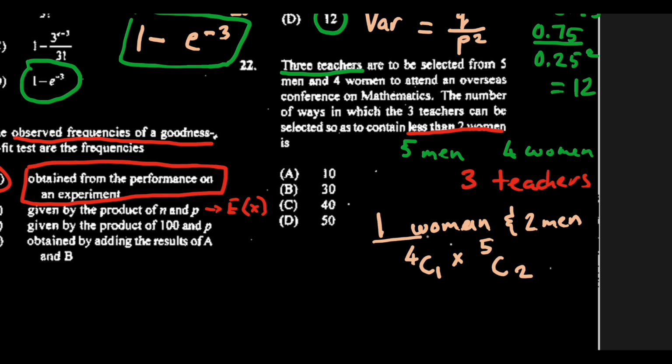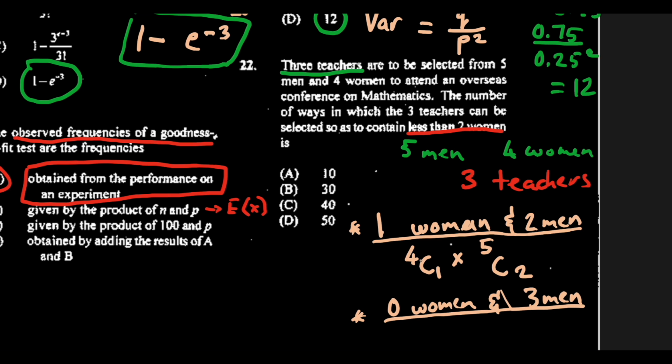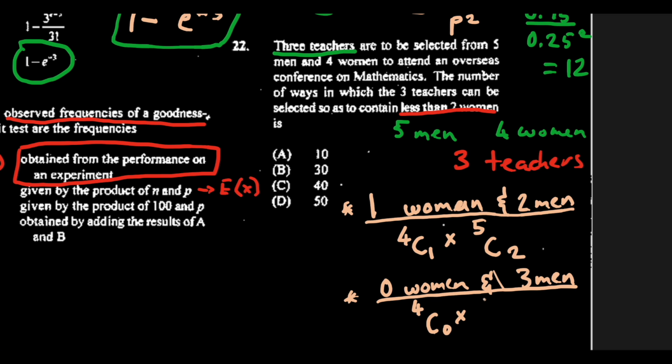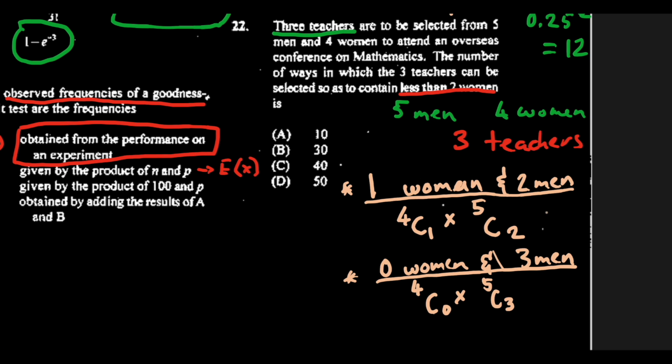That's my first situation. The second situation now is we could have 0 women, and if we have 0 women, we must have 3 men because we need to have 3 teachers. So here again, I'm choosing from 4 women, no woman, so 4C0, and then we have 5, select or choose 3. So what I need to do now is work out these 2 values and then add them together. So you have to use this in your calculator. So for this first one, we'll get 40, and for this last one, we'll get 10. So both scenarios, when we add them together, we'll get 50. Therefore, our answer is 50.